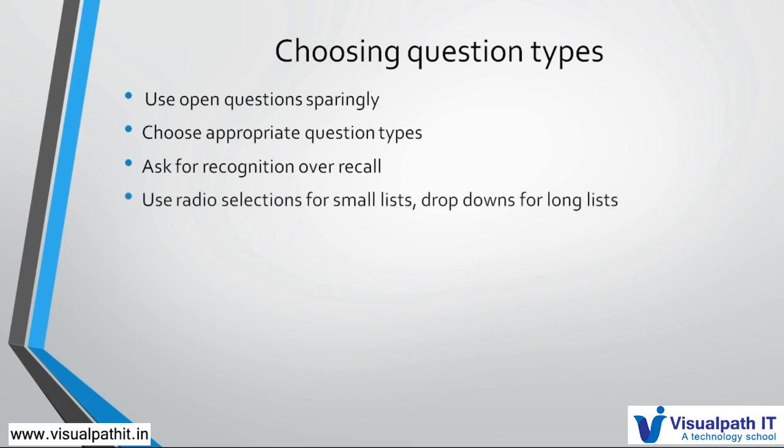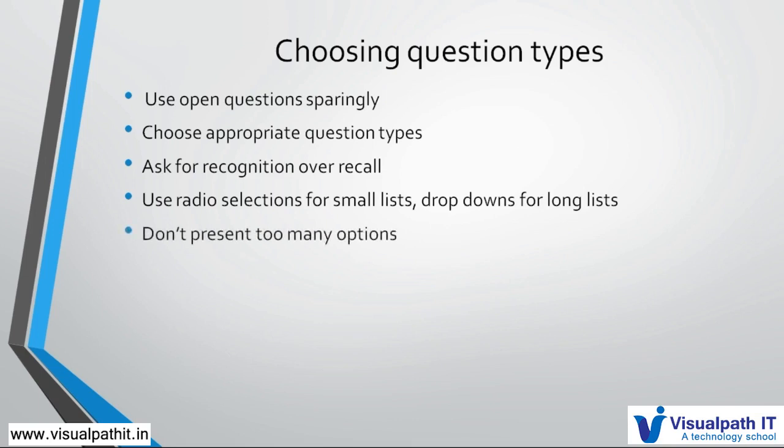Next, use radio selections for small lists and drop-downs for long lists. When presenting a list of possible answers, use radio selections for small lists, for example 10 or less, and drop-down or auto-lookup, that is, the participant starts typing and matches are shown, for longer lists. Never use radio buttons for a long list. Use a drop-down for a long list, and for a small list, you can use radio selection.